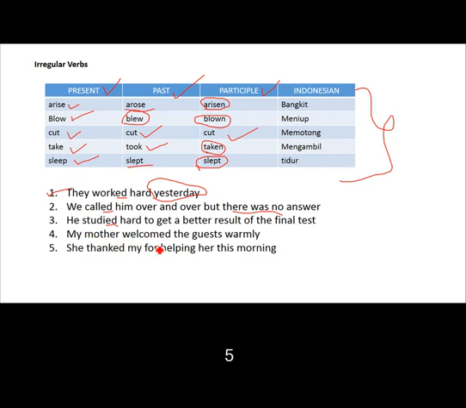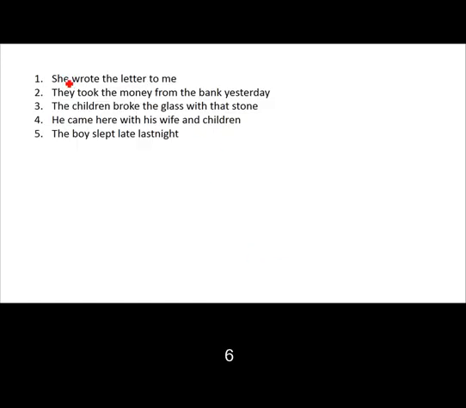My mother welcomed the guests warmly. She thanked me. She thanked me for helping her this morning. Another example. She wrote the letter to me. She wrote, the verb changing form.